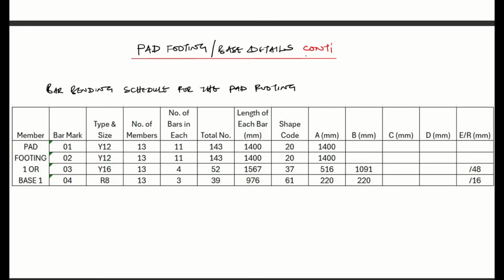After you've done your sketching of the pad footing, the next thing you'll be required to do is the bar bending schedule. The bar bending schedule shows you how the reinforcement is going to be cut. That is in terms of its shape code. It's going to show you the information of its length. It's also going to show you the total number of reinforcements that is needed, then the number of bars in each, the number of members, and the type of reinforcement that you've been using.